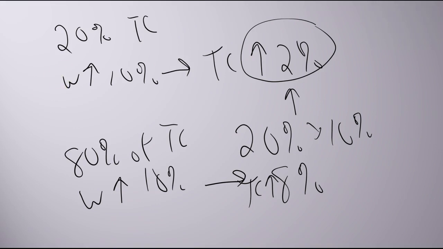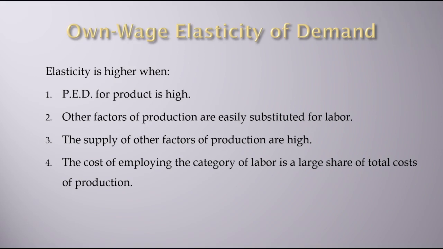So when we look back here, these are the 4 things that are going to make the own wage elasticity of demand more elastic. The first and the fourth, the price elasticity of demand for the product is high, and the cost of employing the category of labor is a large share of the total cost, those both would cause large scale effects. The second and third, if the other factors of production are easily substituted for labor, and/or the supply of other factors is high, then in that case, it's going to affect the substitution effect. Okay? And so these are all causes of what would affect the elasticity.